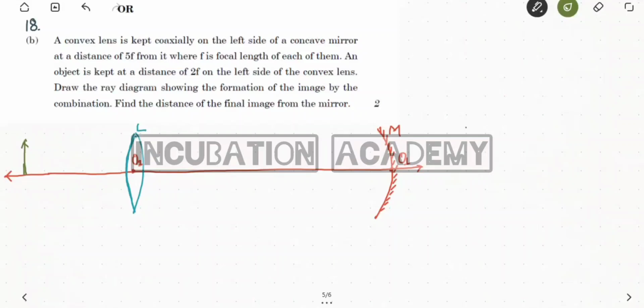Welcome everyone. The question displayed on the screen came in the CBSE 2025 Set 1, question number 18B, and it acts as the OR of 18A.